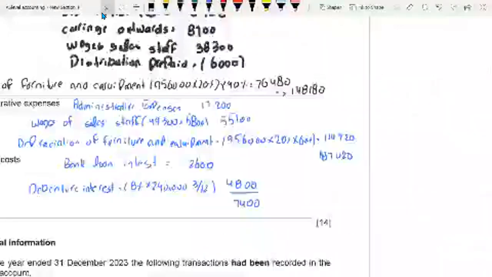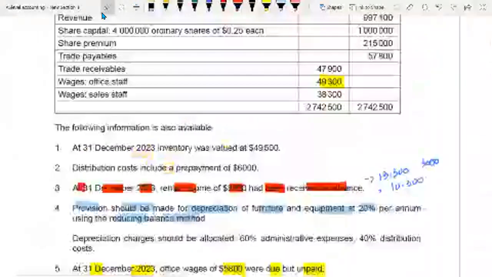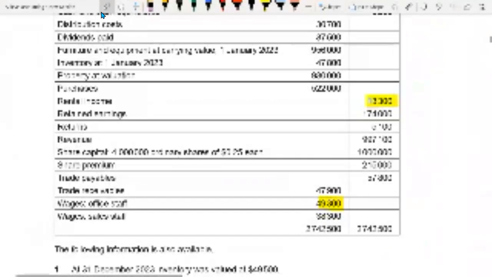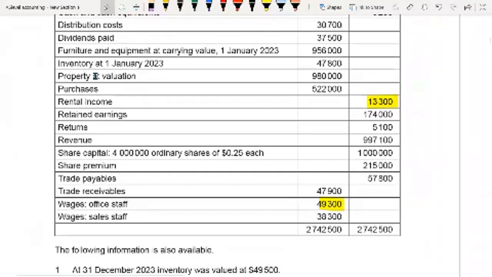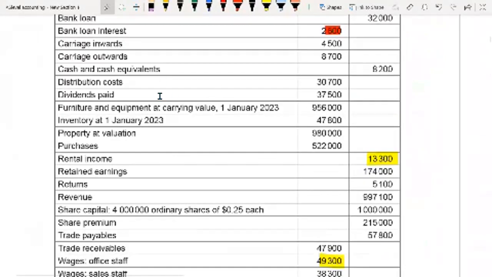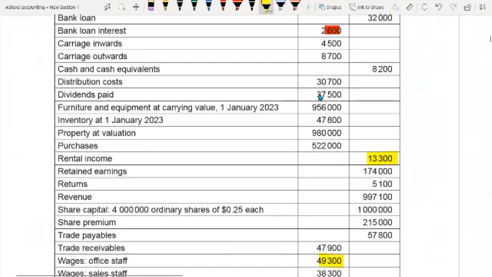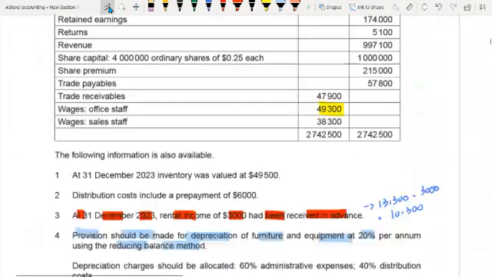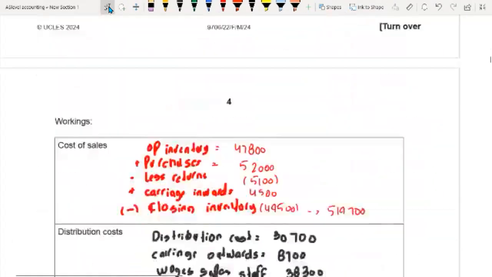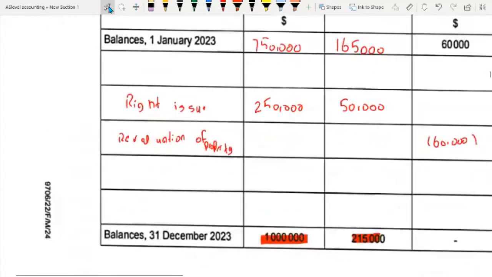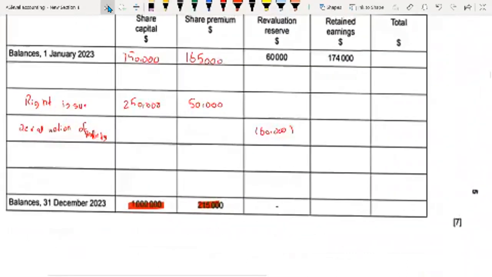We also have to add the profit for the year. If you see, the profit for the year is 117,200. And we have one more thing which we have to deduct, which is the payment of dividend. As you can see, your payment of dividend is 37,500. So we have to deduct this from the SOCIE, it means the statement of changes in equity.